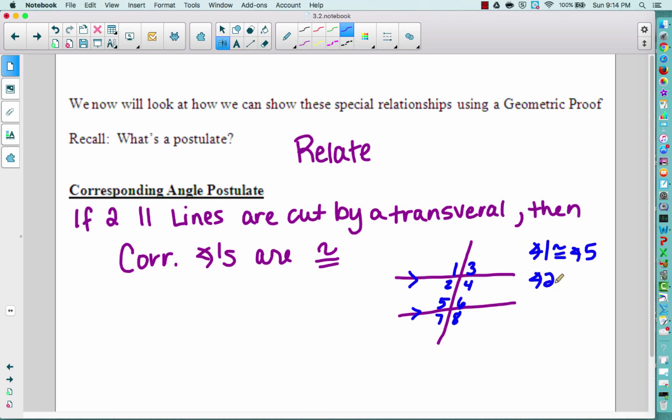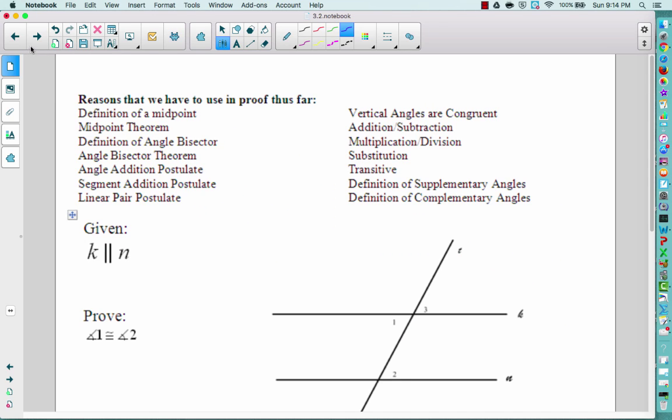Angle 2 is congruent to angle 7 because they're corresponding angles. Angle 3 is congruent to angle 6. And angle 4 is congruent to angle 8. So if two parallel lines are cut by a transversal, here's the transversal T, then corresponding angles are congruent. There's all different kinds of relationships with parallel lines. The corresponding angle postulate is the first. And now we're going to try and prove the corresponding angle theorem.